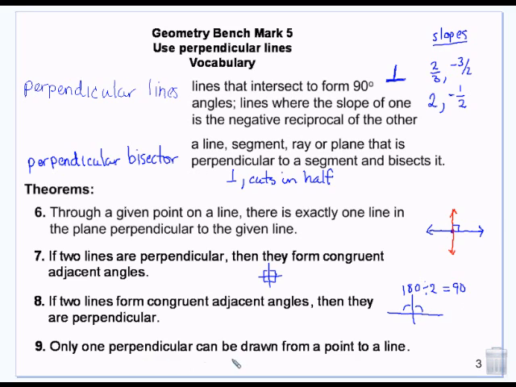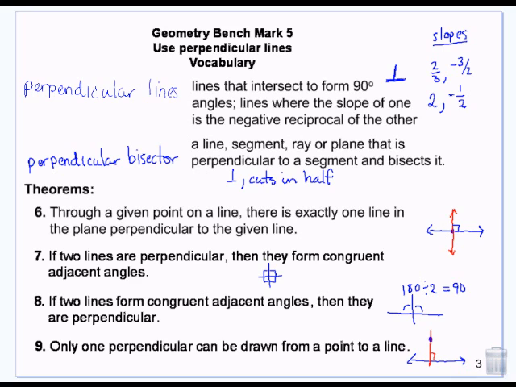And then only one perpendicular can be drawn from a point to a line. So here we had a point on the line, only has one perpendicular. Here if we have a line and we have some random point, there's only one line that can go through that point that would be perpendicular to this line. I can't draw any other line and it still be perpendicular to that line.